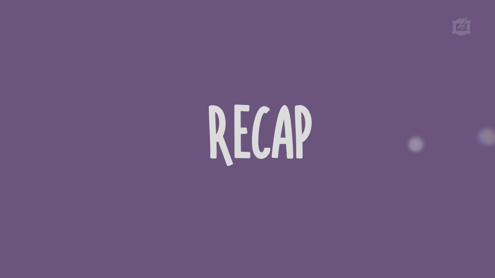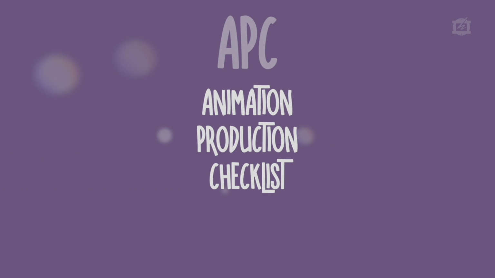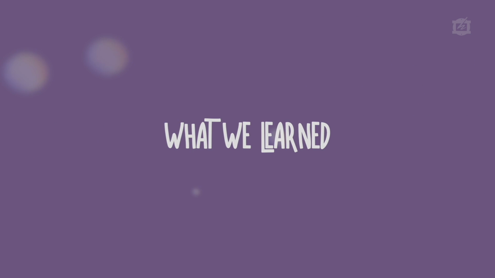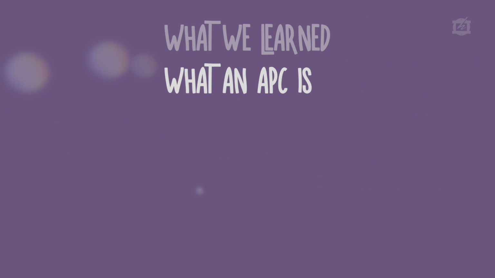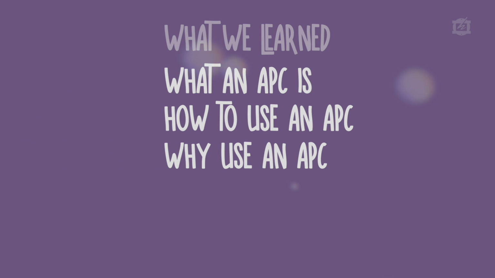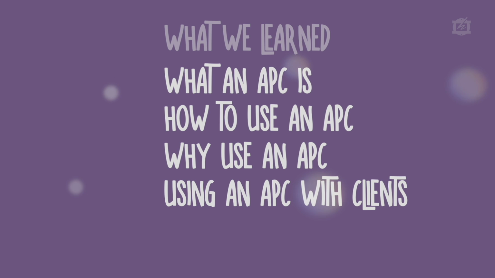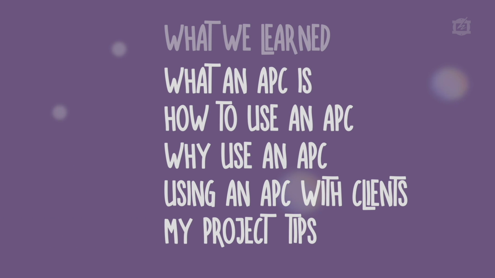Let's recap. So now you know what an APC is. It's an animation production checklist, in case you already forgot. What we learned. We learned what an APC is, how to use them, and why you should want to use them. We also learned how to use them with clients and potential clients. And I gave a few of my tips for getting started with your own animated project. Hopefully, now you feel more prepared to start working on your own animation.